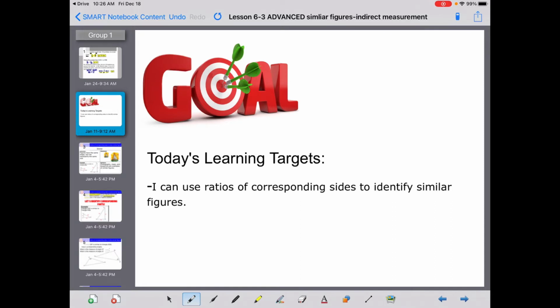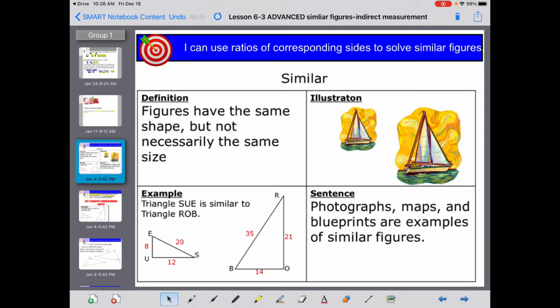Today's learning target is to use ratios of corresponding sides to identify similar figures. There's a lot of new words in here. We know what ratios are, but we have not learned about corresponding sides, and we don't know about similar figures. So we've got a little bit of work to do. Let's take some notes. In your notes, the first thing you're asked is to write down the definition of similar. Similar figures have the same shape, but not necessarily the same size.